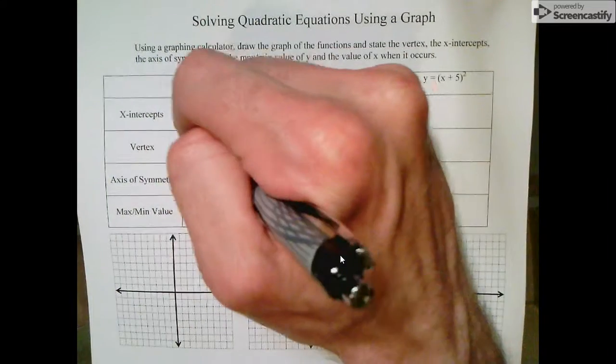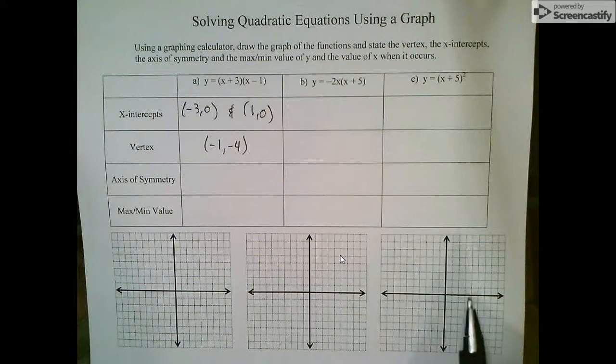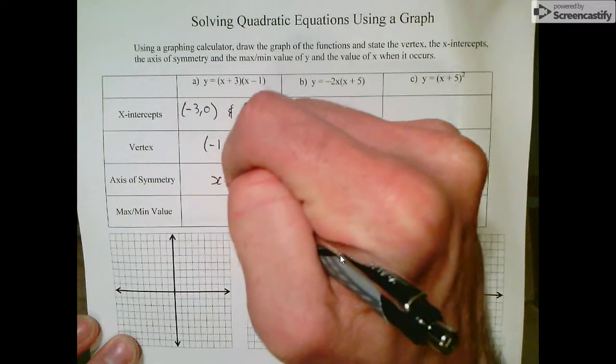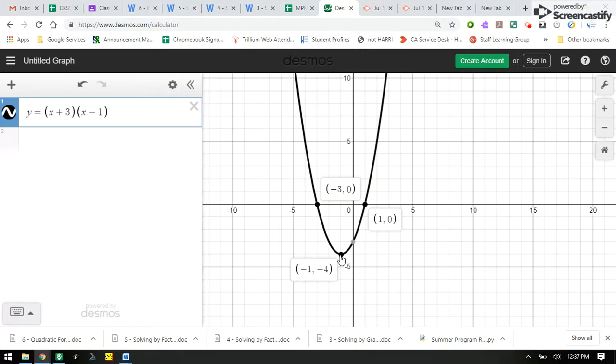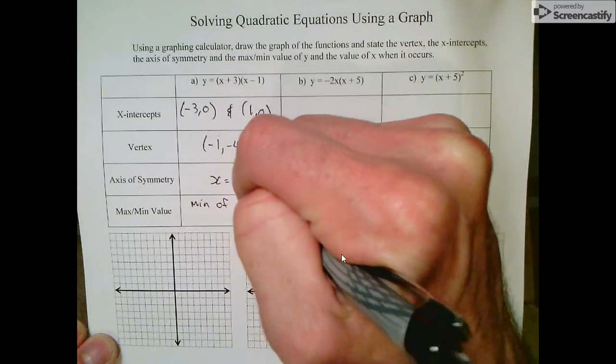So let's write that in. -1, -4. The axis of symmetry, we don't even need to look at the graph for this. It's x equals whatever the x coordinate of the vertex is. So it's x equals -1. And the max or min value, well, it helps to know if it is a max or min. We can see from left to right it's going down, down, down, hits that bottom, goes back up again. So it's a min, the y coordinate of the vertex, which is right here, -4. So we're going to write min of y equals -4.